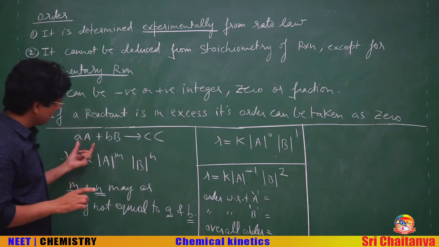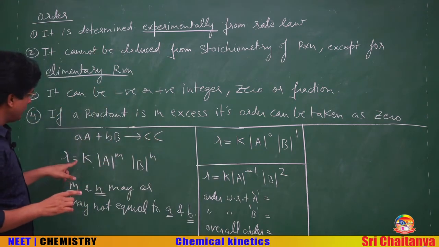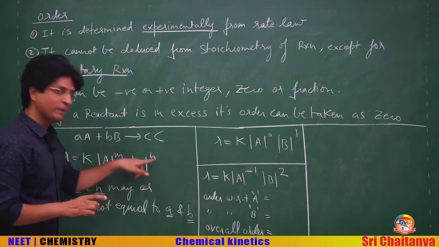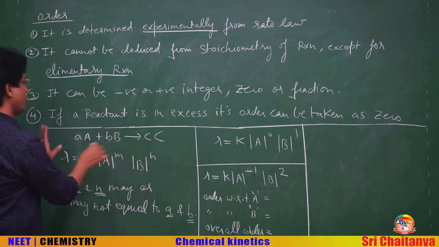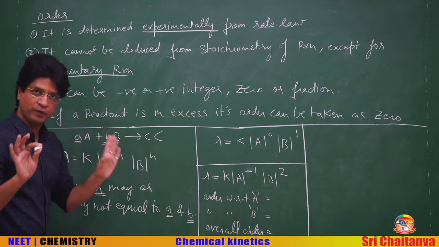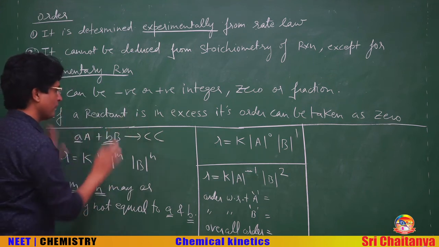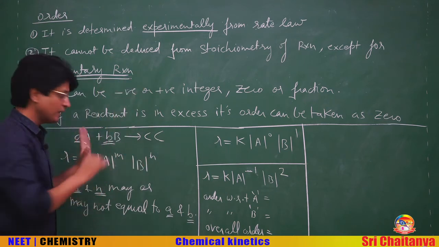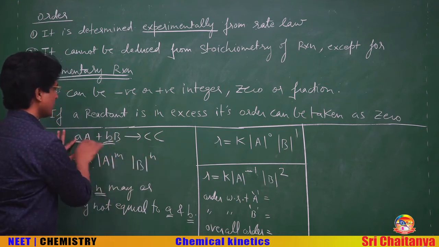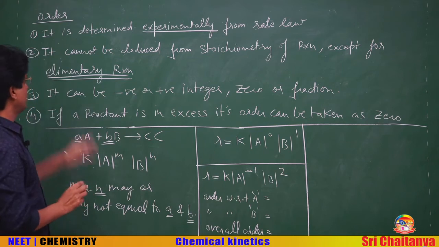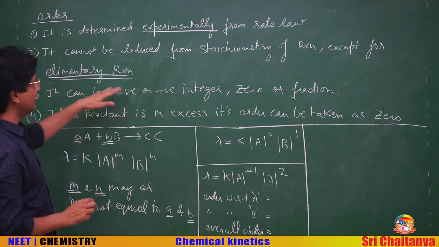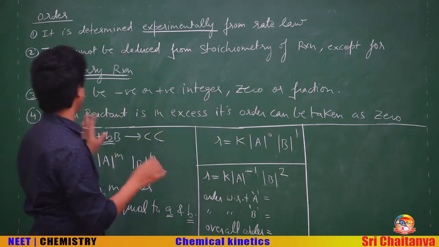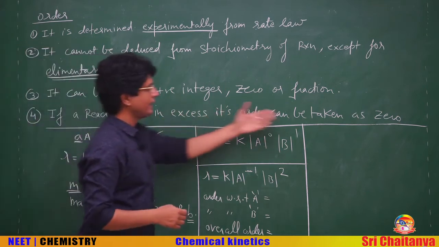For example, we have an equation. Rate law will be K into concentration of A to the power of m and concentration of B to the power of n. Now this m and n may or may not be equal to the stoichiometric coefficient. We cannot say with confirmation. We can say that only with confirmation for an elementary reaction, where the orders will be equal to the stoichiometric coefficients. Otherwise, in general, the order values are not equivalent to the stoichiometric coefficients. Now the value of order can be negative, positive, an integer, it can be 0, it can be a fraction, it can be anything. Now if a reactant is in excess, its order can be taken as 0.